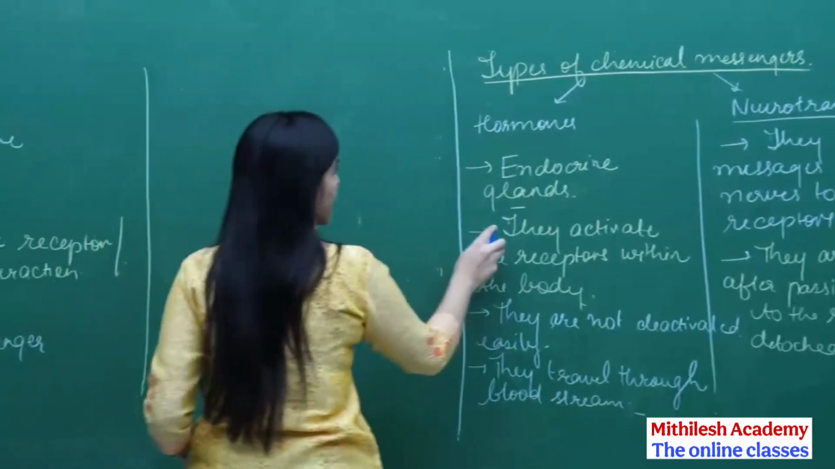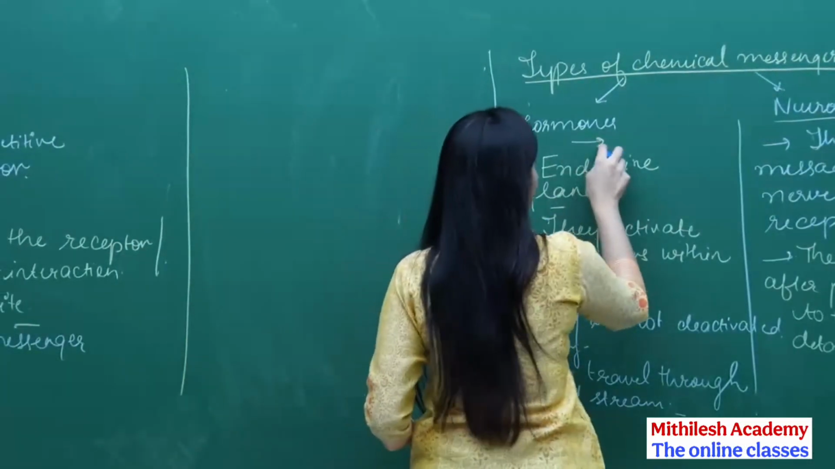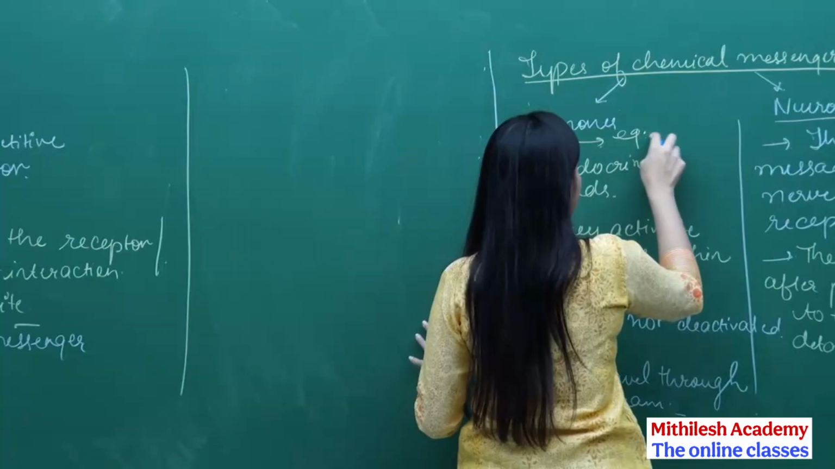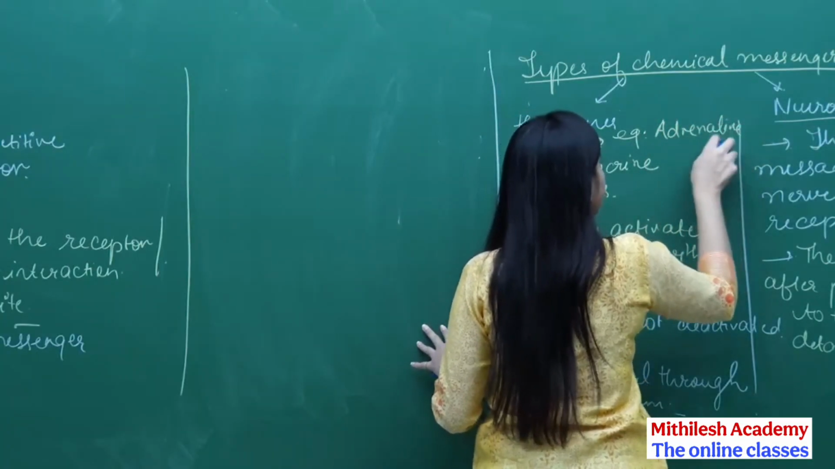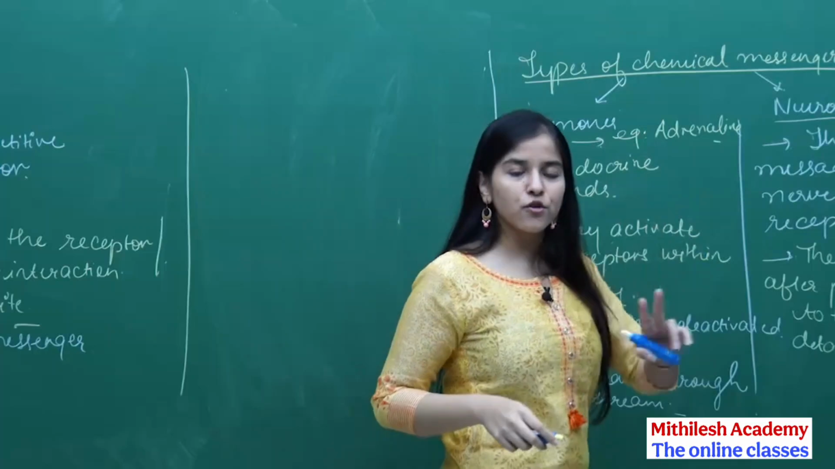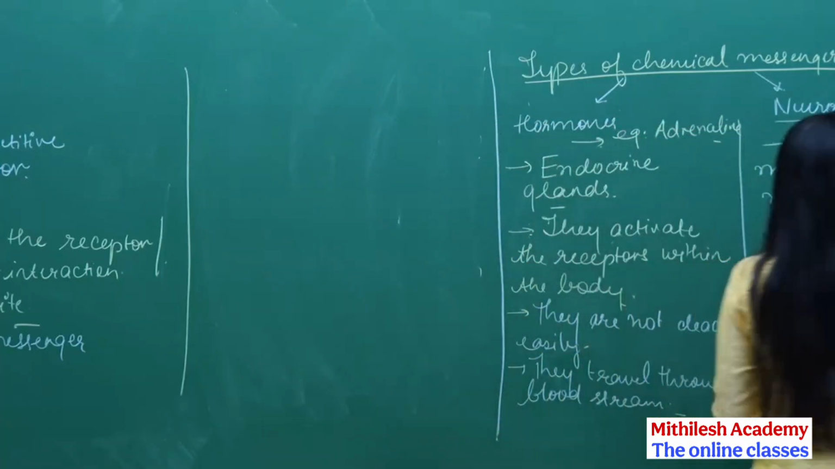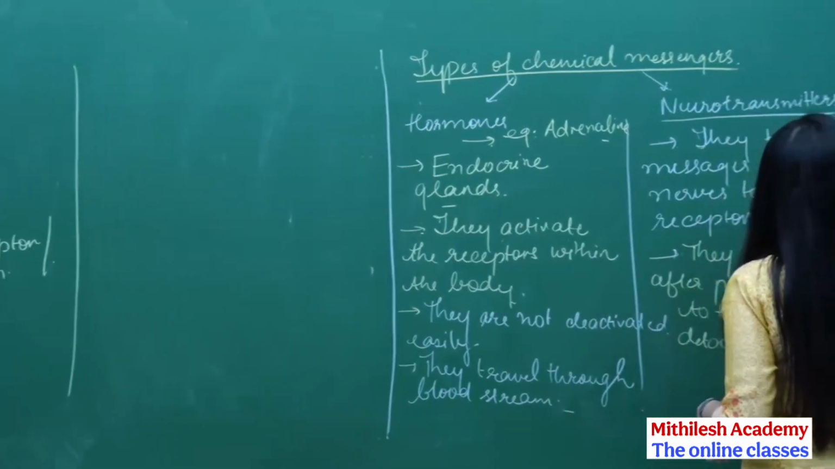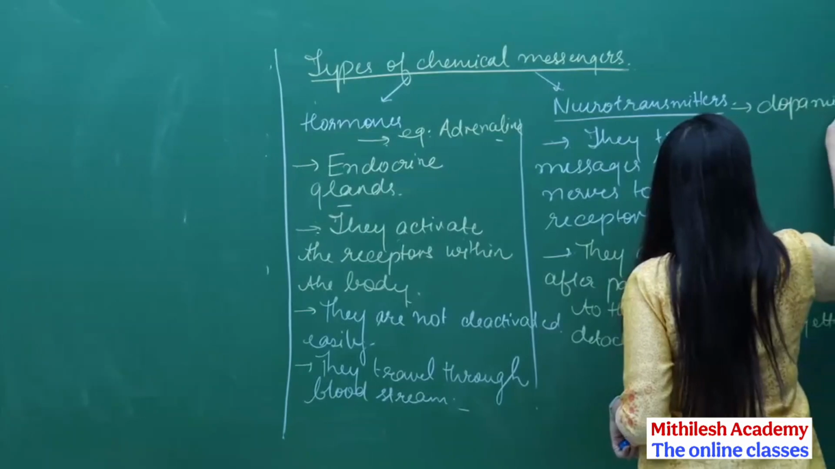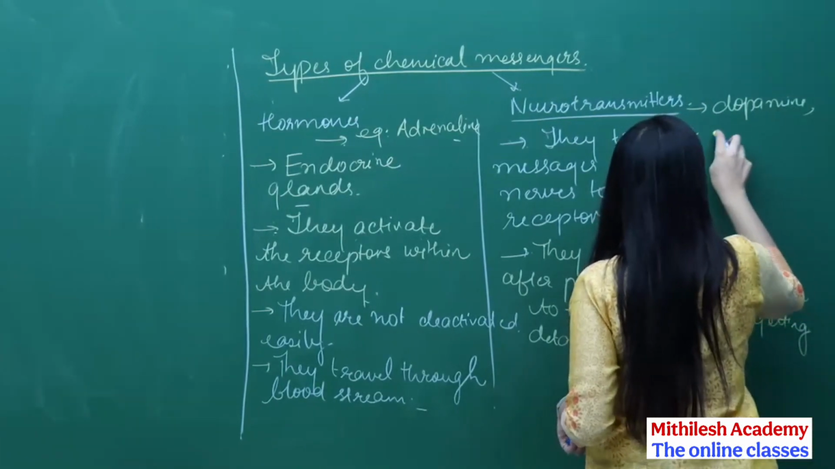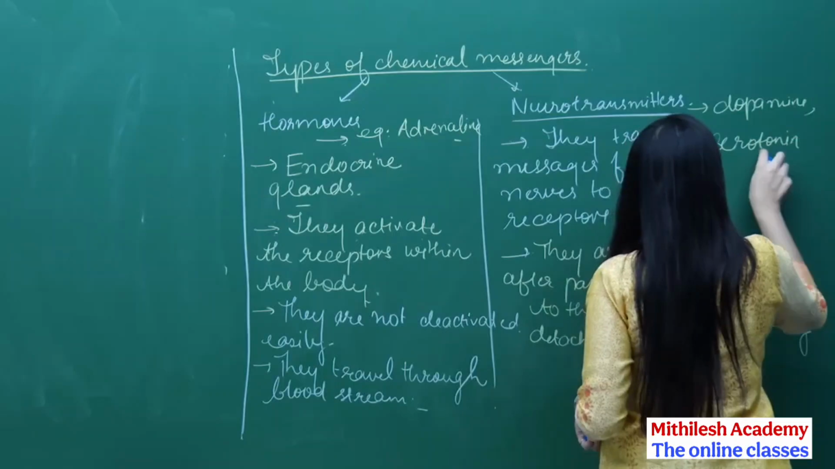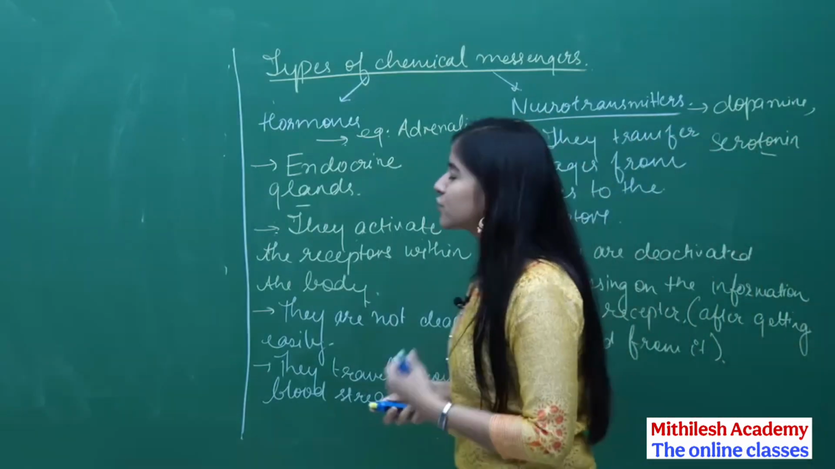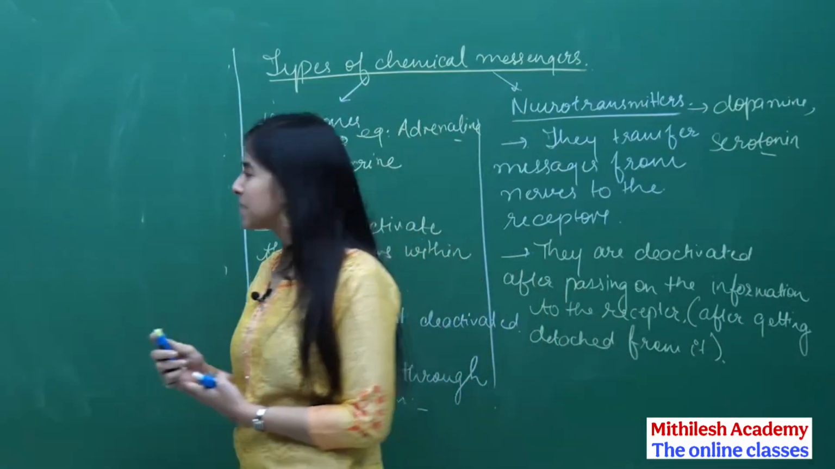Under the examples of hormones, let me just write it over here itself. Example is adrenaline. And what about the neurotransmitters? I have got two examples for you over here. One is dopamine and the other is serotonin.